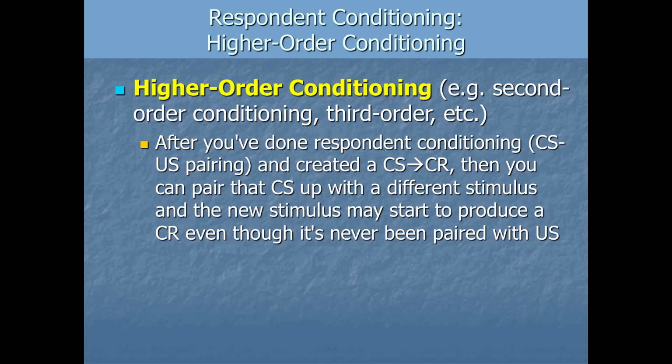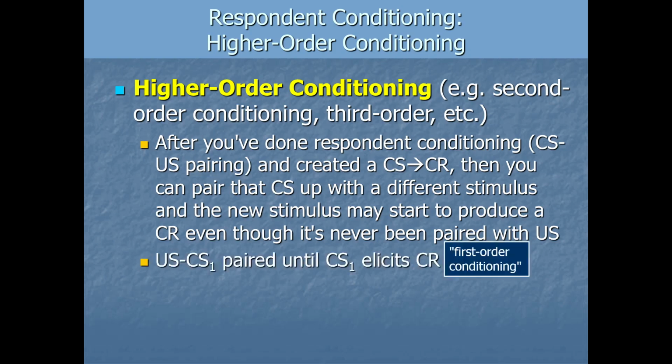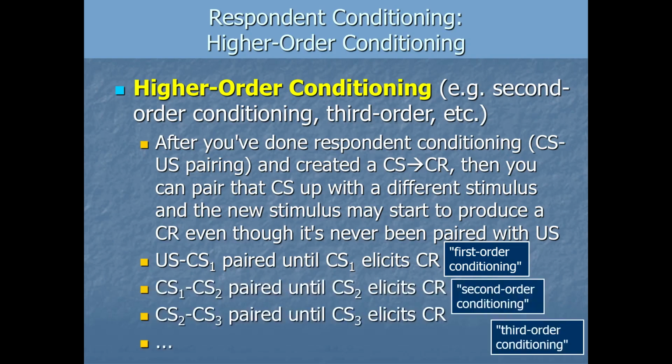That's higher order conditioning. So you could, for example, start with a US paired with what we might call our CS1, our first conditioned stimulus that we want to train. You just pair those up over and over again until the CS1 starts to elicit a conditioned response. That would be our normal respondent conditioning. There's nothing higher order or fancy here, right? But we might just call it first order conditioning. Now that CS1 elicits a response, we might pair CS1 up with some brand new stimulus, something that starts neutral but is going to become conditioned.